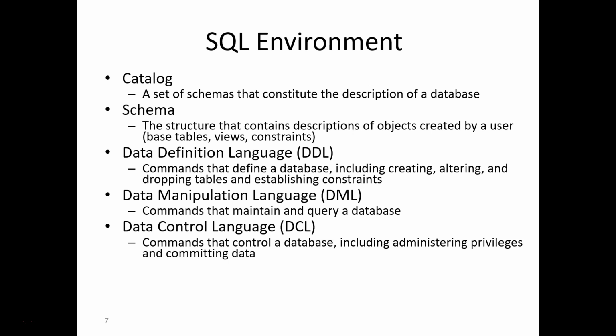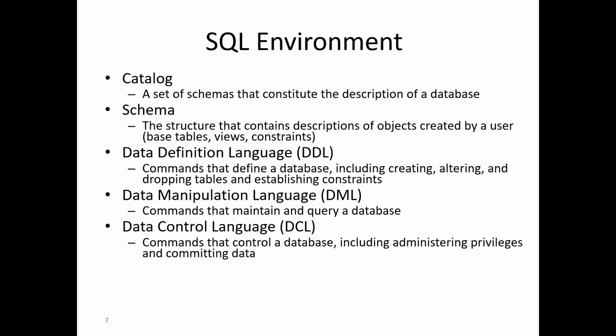First, the terminology catalog. A catalog is defined as a set of schemas that constitute the description of a database. As you can see, to understand what a catalog is, you first need to understand what a schema is. And in the database context, a schema is a collection of related objects in a database.